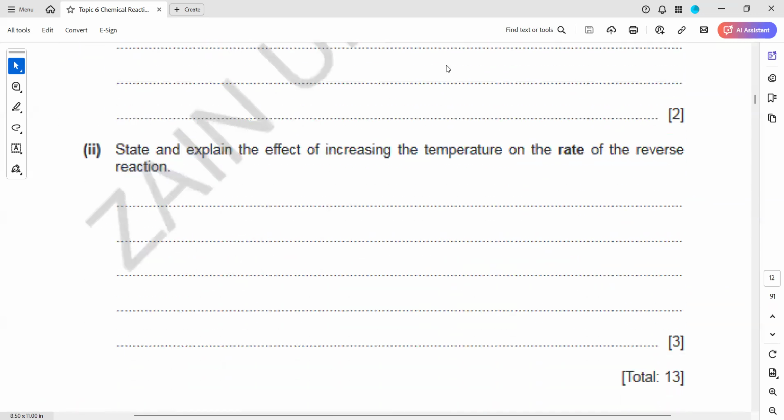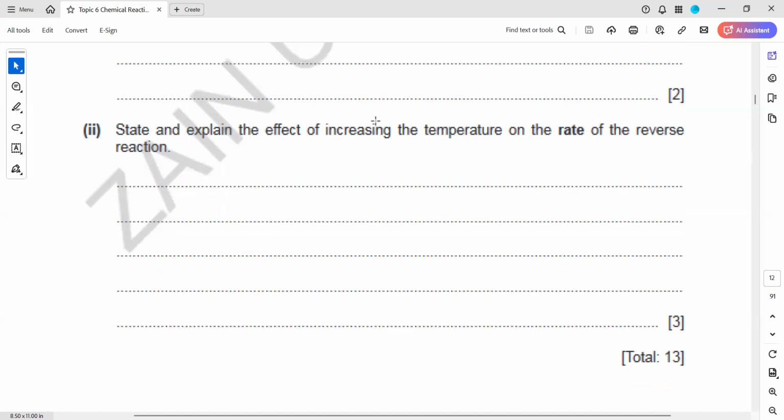Then how does removing the product make the equilibrium go right? Because you will have more reactants, so they will collide and form more product. Like, the rate of the forward reaction will increase. Pressure is only valid for gases in equilibrium. State and explain the effect of increasing the temperature on the rate of the reverse reaction. Rate always increases. Whether it's a forward or a backward reaction, the rate will increase, because they ask for rate.